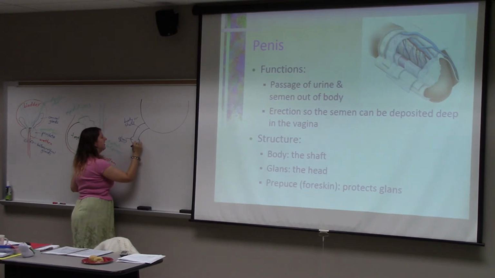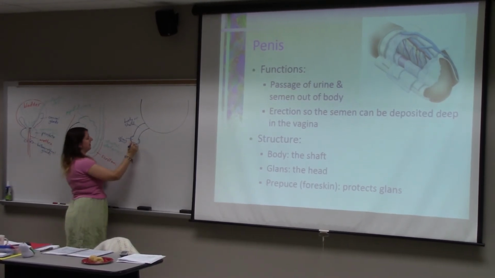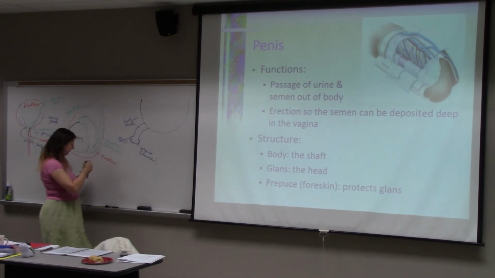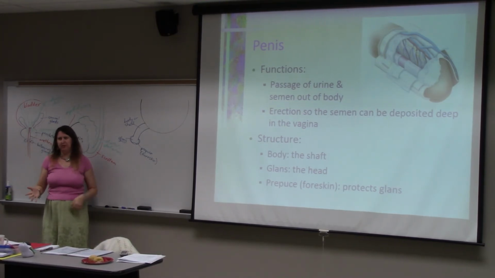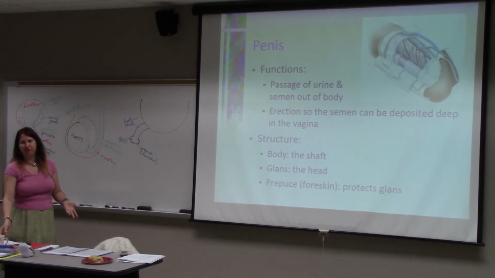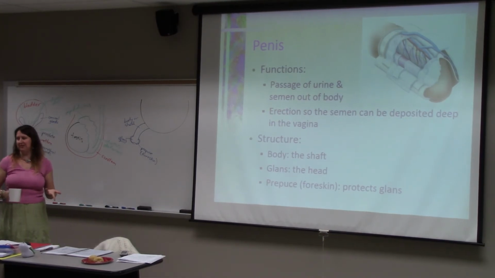In its natural form, there's an additional layer of skin covering the glans called the prepuce, or the foreskin. It's been typical practice in the U.S. for about 100 years to remove that at birth or within a few days. That's called circumcision.